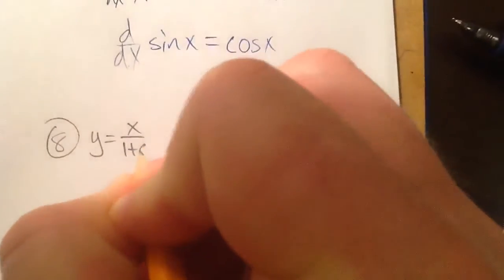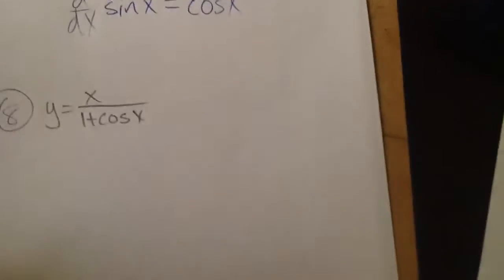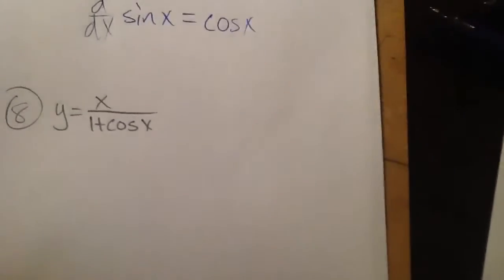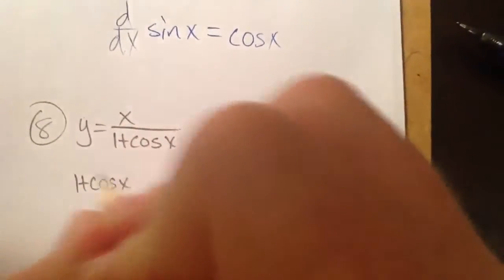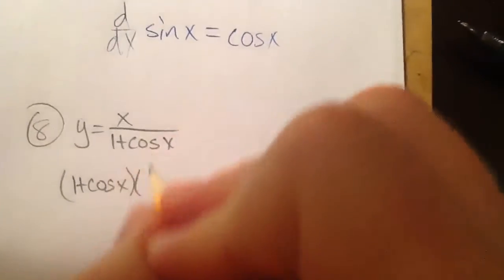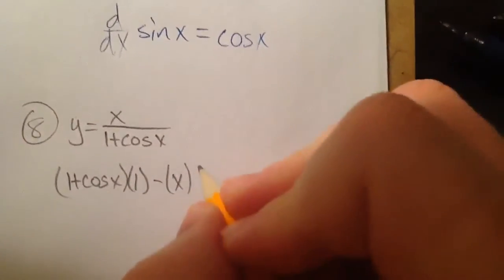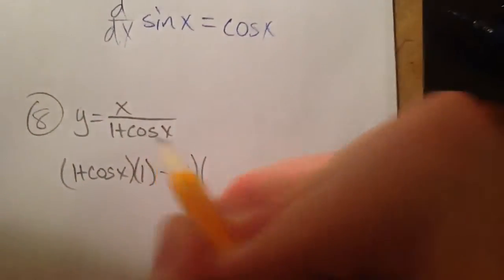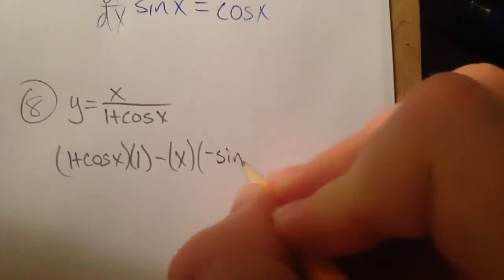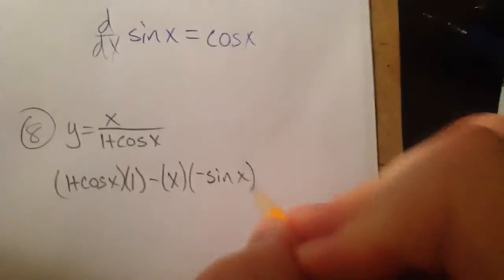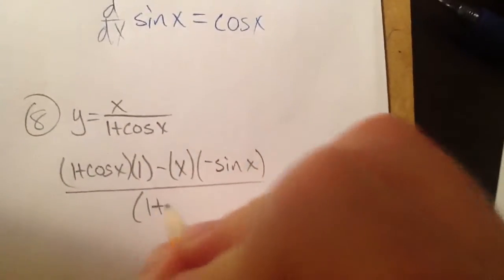Number 8. Okay, that one you do have to do quotient rule because there's an x on top and an x on bottom. So we'll do bottom times the derivative of the top. Derivative of x is just 1 minus the top times the derivative of the bottom. Derivative of 1 is nothing, so derivative of cosine is just negative sine. All over the bottom squared.